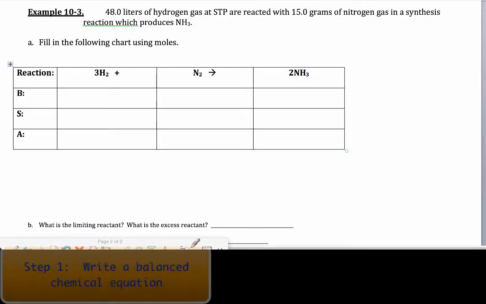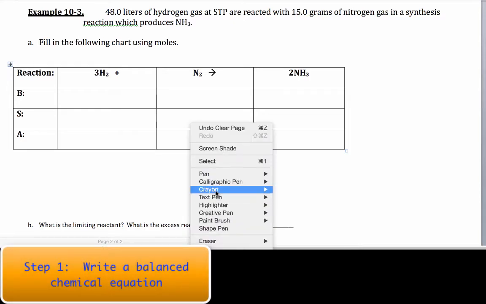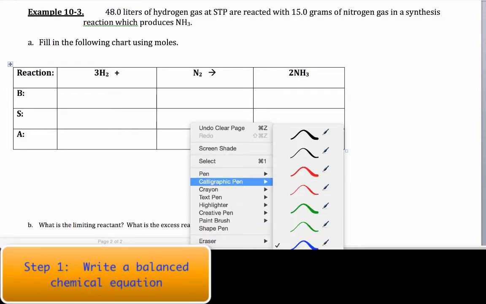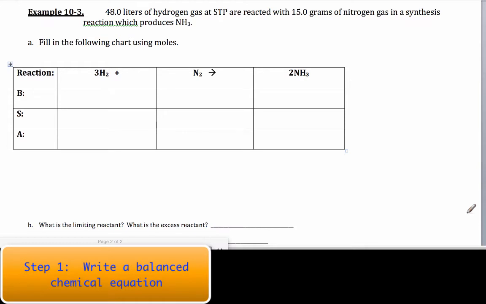Now, in this example, this is a very typical example in chemistry. In fact, sometimes I get a little tired of this. We've got hydrogen gas and nitrogen gas forming ammonia. This is called the Haber process, by the way. If you end up being in IB chemistry, they really want you to know that.